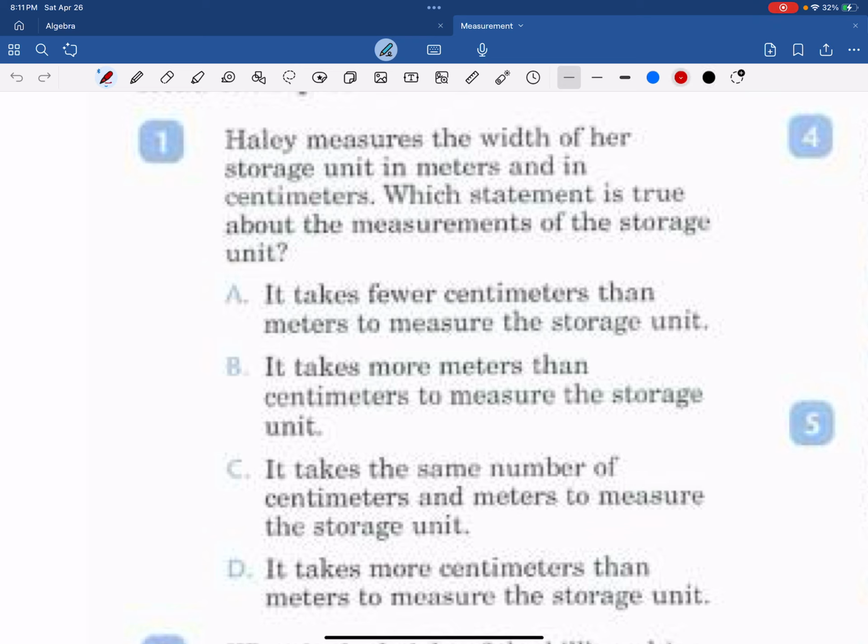Well, the first thing I want to know is, how are meters related to centimeters? And I know that 1 meter is 100 centimeters. So it takes more centimeters to cover a space than it takes meters. It takes 100 times more. It takes more centimeters.